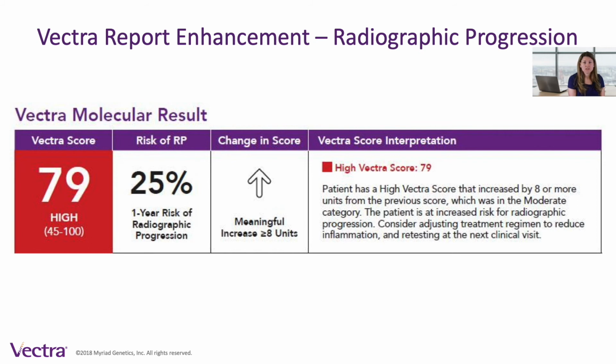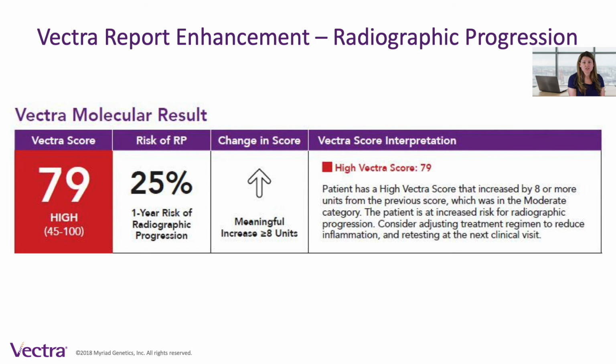The Vectra molecular result dashboard contains several different sections, the first being the Vectra score. This is the numerical value on the 1 to 100 scale that is the patient's personalized score. The score is color-coded to correlate with the high, moderate, or low range of RA disease activity and inflammation. The Vectra report was recently updated to include the enhancement for risk of radiographic progression, with a chart indicating the patient's risk over the next year.